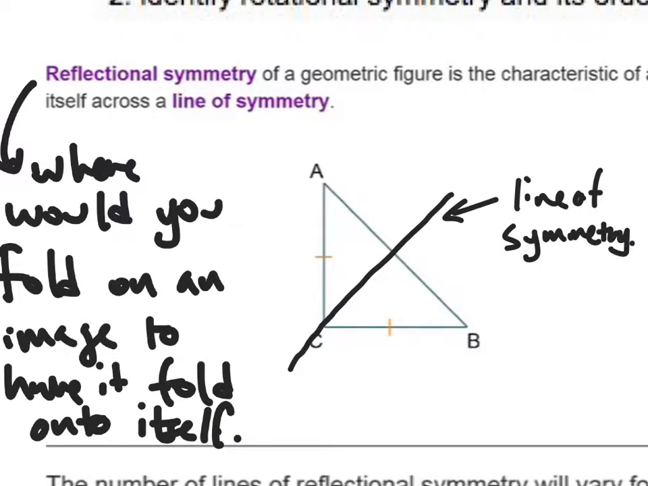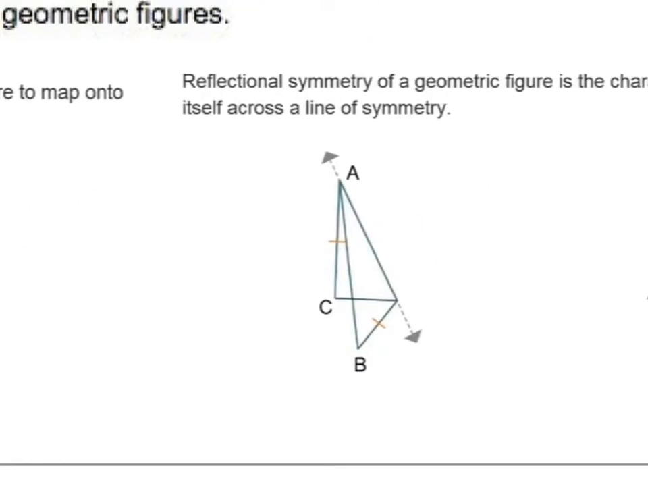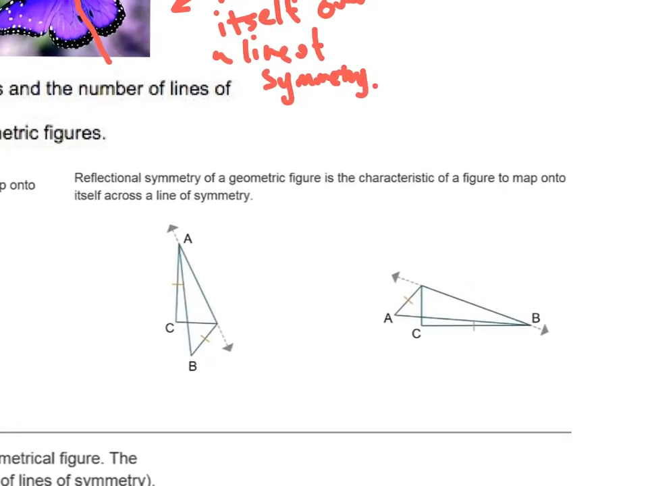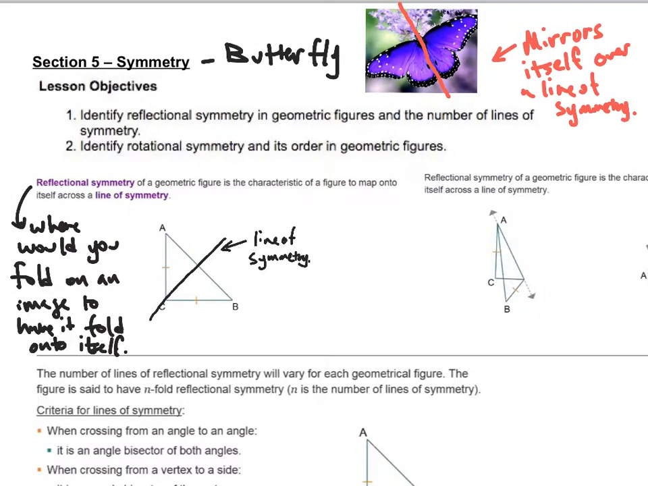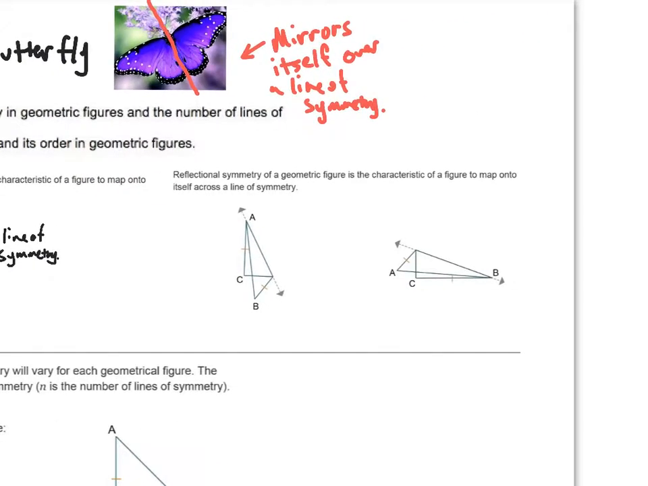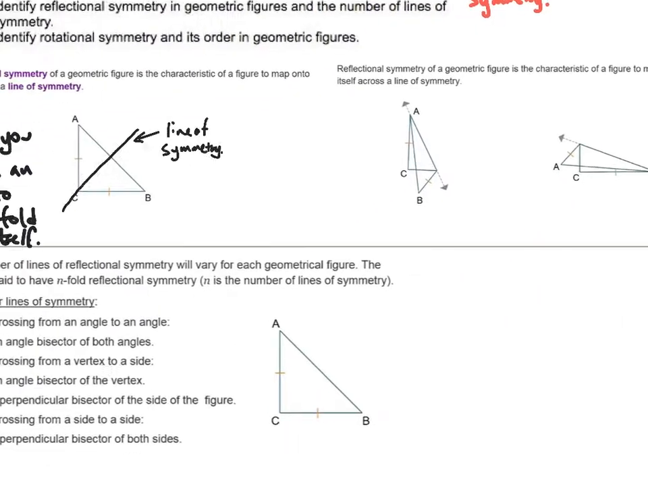So reflectional symmetry of a geometric figure is the characteristic of the figure to map onto itself over a line of symmetry. Now notice that we have developed two different lines of symmetry for that same problem. And I notice that there's only one line of symmetry that would fold onto itself. In these other examples, you have other lines of symmetry that wouldn't fold it onto itself. All right, let's take a look at the next one.